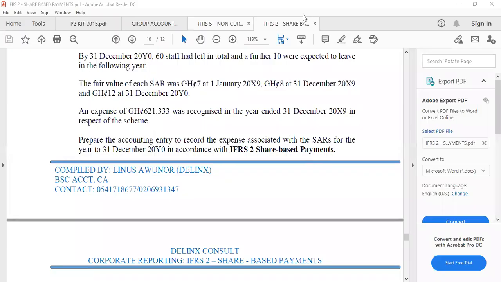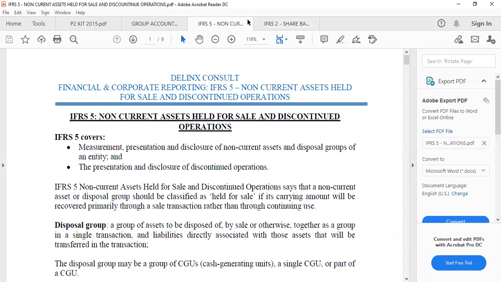Non-current assets held for sale and discontinued operations. All right, I hope you can see. Non-current assets held for sale and discontinued operations. Can we see that? Okay.